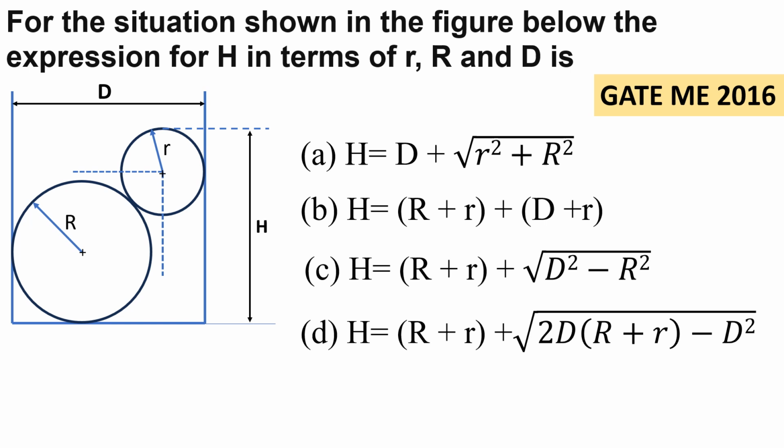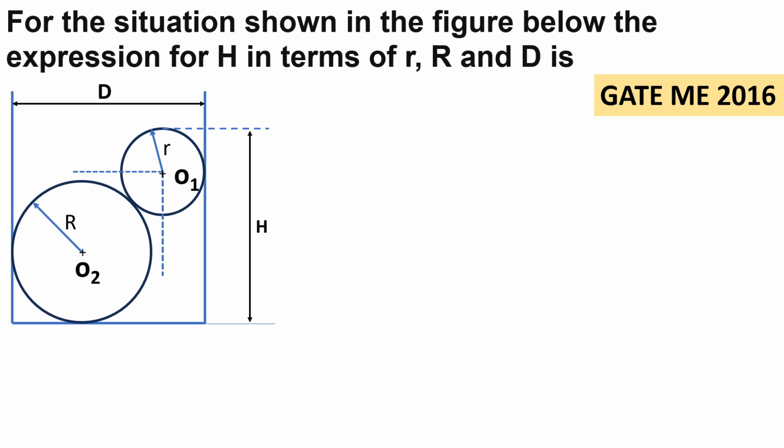Let's see the solution. Let's consider O1 is the center for the smaller roller and small r is the radius for the smaller roller. Similarly, O2 is the center for the bigger roller and capital R is the radius for the bigger roller. Then we join the centers O1 and O2 by a line. Next we have to draw a horizontal line from O2. Similarly, draw a vertical line from O1. These two lines will intersect at a point capital A.